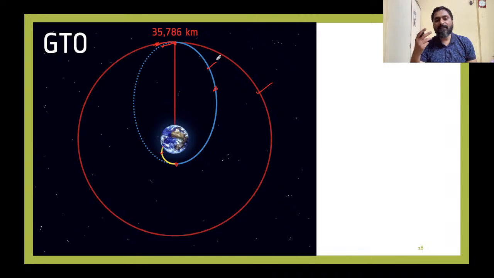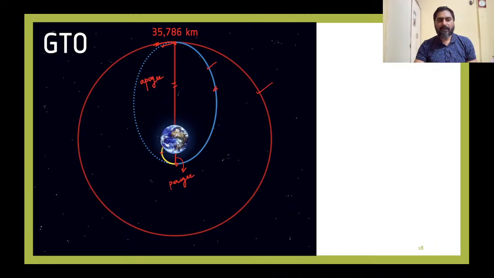India utilized this in the Mangalyaan mission. We used GTOs or transfer orbits to reach Mars. So what have we done actually? In an ellipse, this longer length is called the apogee, and this short length is called the perigee.